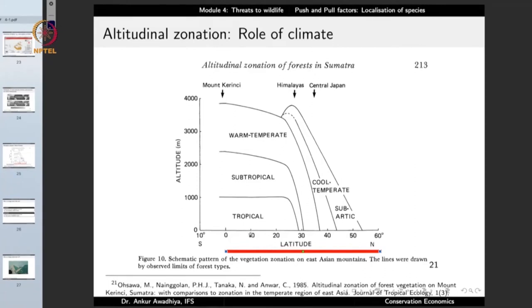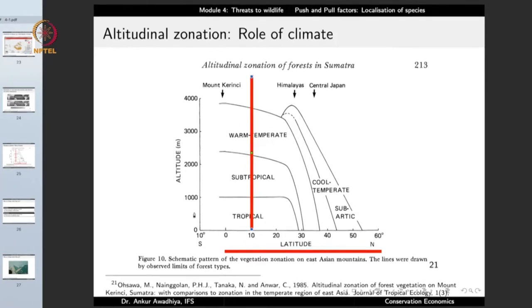However, if you take a location such as this location, which is at 10 degrees latitude, and if you start going up a mountain, then what do you find? You find that up to around 1000 meters, you will find the typical tropical forest in these areas. But then from an altitude of 1000 to 2500 meters, you'll start observing subtropical forest. Now, remember that this is a location that is very close to the equator, but still you are observing a subtropical forest here.